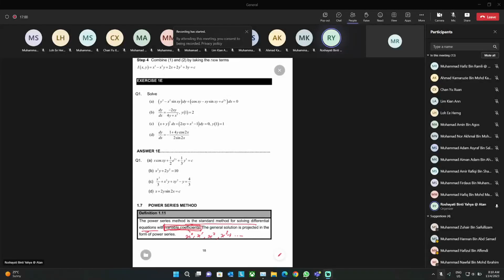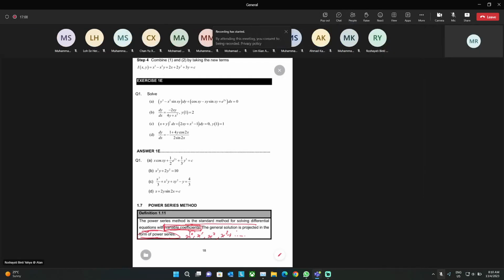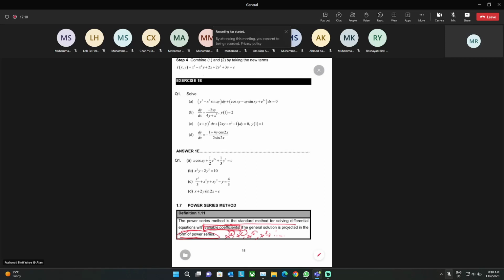to infinite. And then the general solution is projected in form of power series. Okay, meaning that this method has series of power for the coefficient. Coefficient is x.